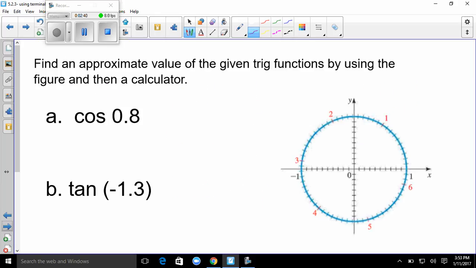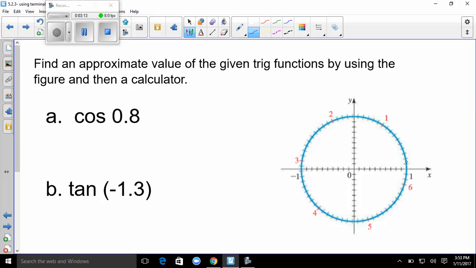Okay. Next problem. So we have a unit circle. And on this unit circle, we have radii of 1, but we also have the radians around the circle. So remember when we laid our pipe cleaner around the circle, and we said it was 6 of them plus a little bit, and we figured out it was 6.28 approximately, 6.3, because 2 times pi is 6.3 approximately.